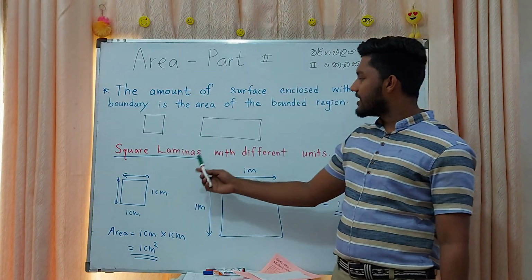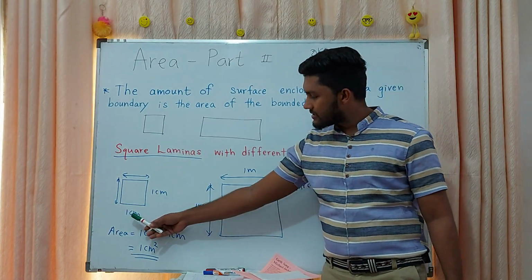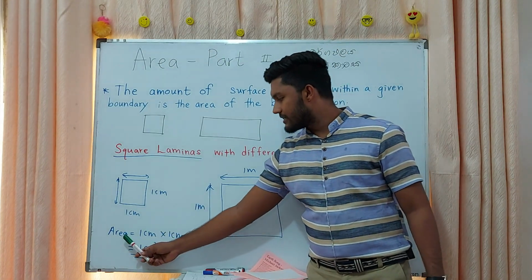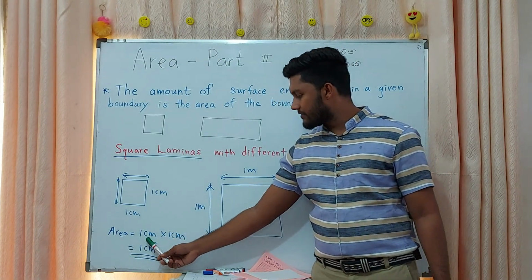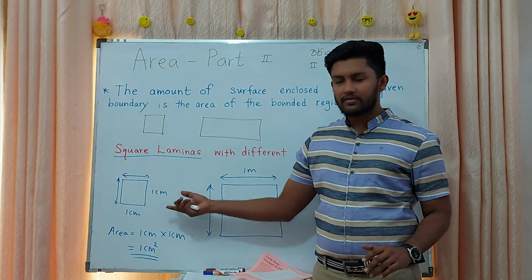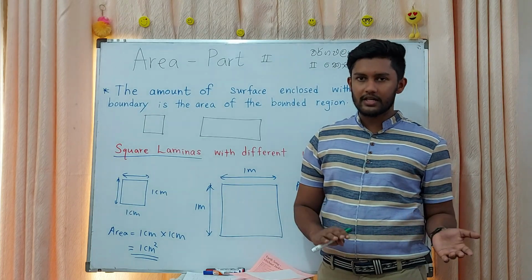Here, they have created laminas, right? 1 centimeter, 1 centimeter. Then this is a square, and the area can be calculated by 1 centimeter into 1 centimeter, right? By using these squares, we can calculate the area of an object.